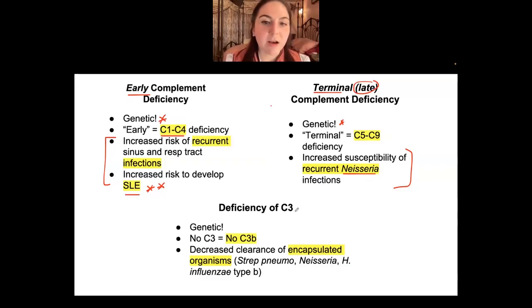And then you can also have a straight C3 deficiency, where you just don't have C3. This is a genetic disease as well. Again, all of these are produced by the liver, so something had to code for them in the liver to produce them. There's obviously a gene defect here. It's just another genetic disease. But if you don't have C3, not a big deal in itself. The issue is you don't have C3b. And if you don't have C3b, yes, you don't have the rest of the complement cascade, but you also don't have clearance of your encapsulated organisms: strep pneumo, Neisseria meningitidis, and Haemophilus influenzae type B.